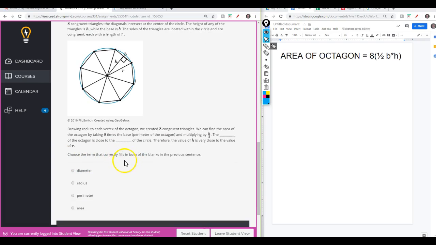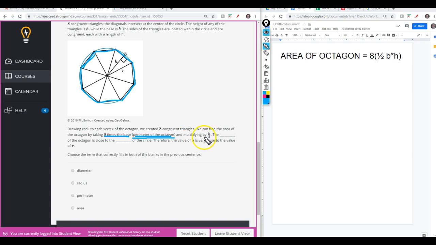Choose the term that correctly fills in both of the blanks in the previous sentence. Okay, well, 8 times the base, since this is the base and I took it 8 times, would move me around the entire outside of the octagon, which is the perimeter. So that's where they made this connection with the perimeter of the octagon.